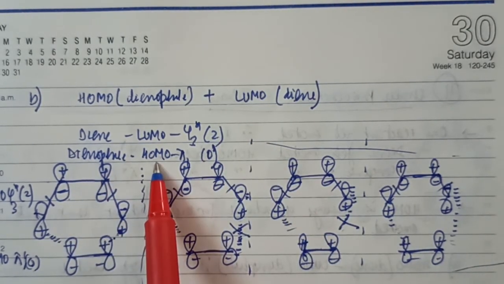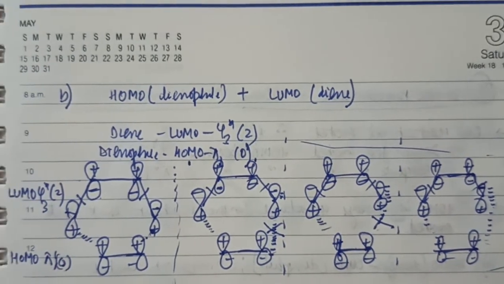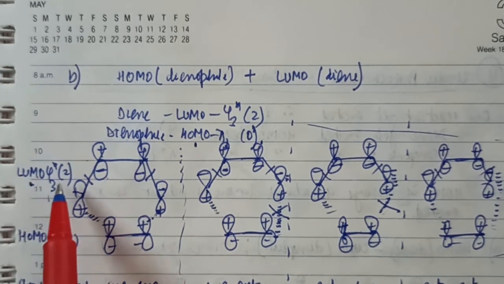The dienophile's HOMO has to be taken. HOMO is pi1 in this case, which does not have a node. So how do I construct the shape of these molecular orbitals? LUMO for the diene, Psi3, having 2 nodes.